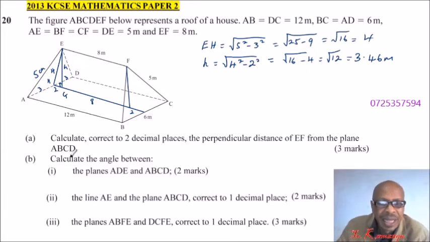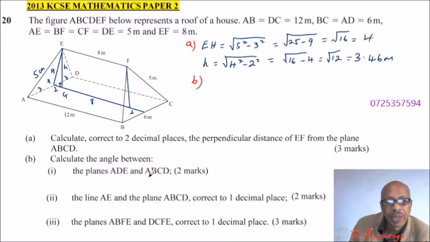The second part, so this is A. So let's come to B. We can just use this here. Calculate the angle between the planes ADE and ABCD. Where is our ADE? This is ADE and ABCD. So the angle between these two planes is actually this angle here. And since we have these measurements, we can say the cosine.